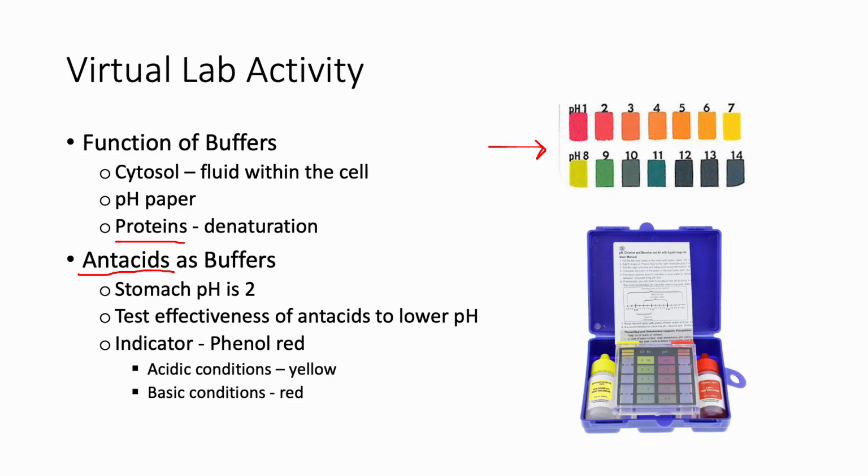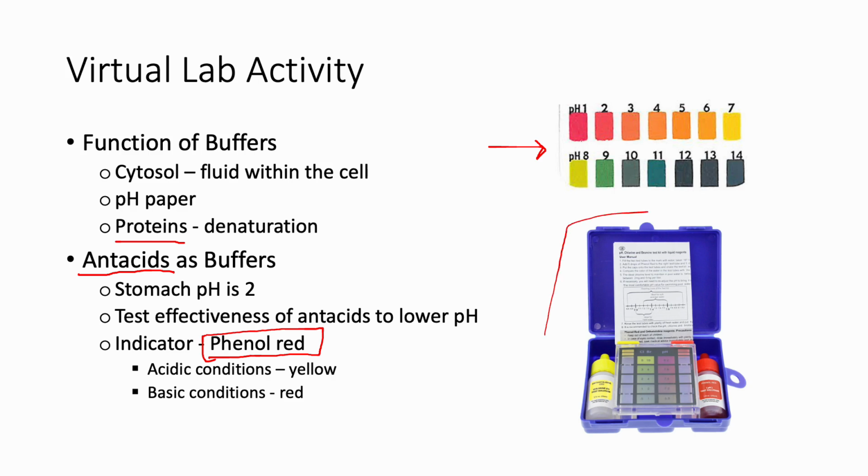Now, instead of using pH paper, in this case, you're using something called phenol red. Just like the pH paper is an indicator, where you're looking at a color change to tell you the pH, phenol red is an indicator. And the way phenol red works, if it is in something acidic, below 7, it's going to be yellow. But if the conditions are basic, or above 7, then it's going to be red.